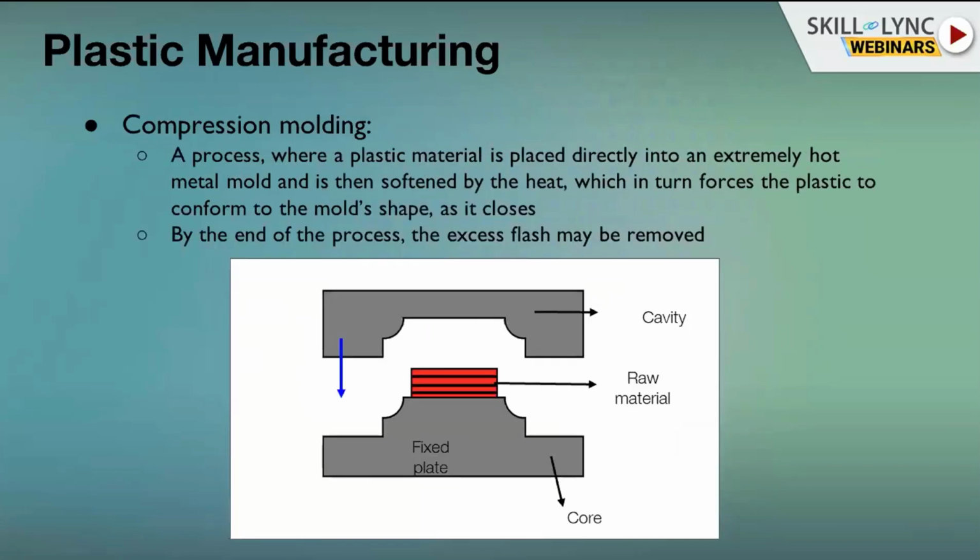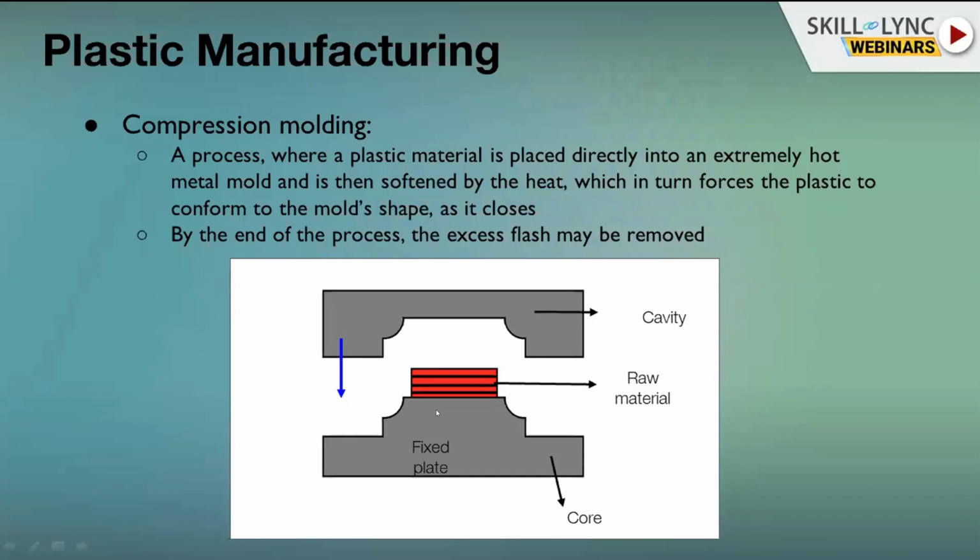So the second manufacturing process is compression molding, a process where the plastic material is placed directly into the extremely hot metal mold, and is then softened by the heat, which forces the plastic to conform to the mold shape as it closes. So here is how it works: there will be a fixed plate which is known as a core, and there will be an upper plate known as a cavity.